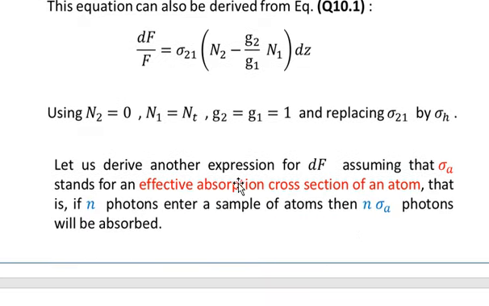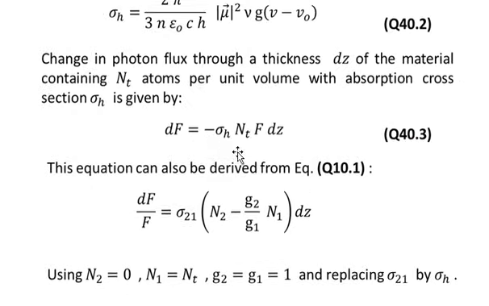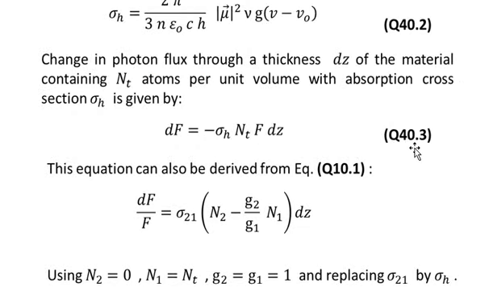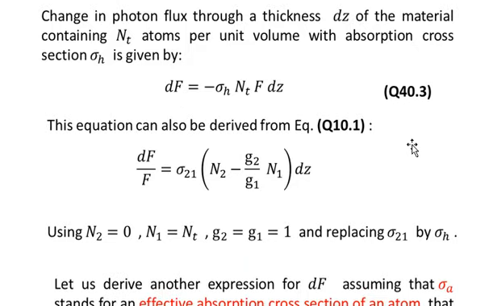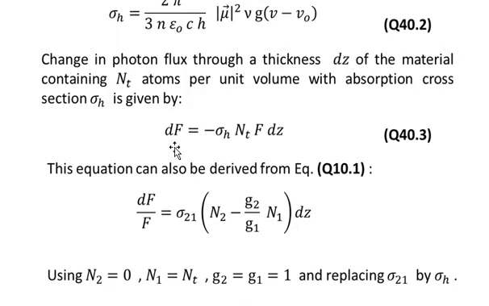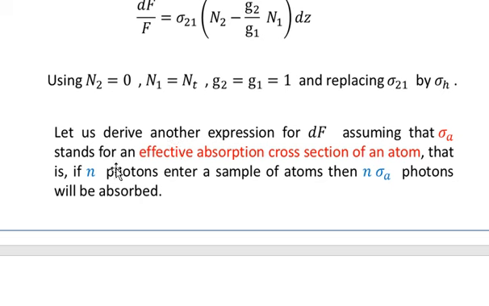Let's derive another expression for dF. We have one expression for dF in equation 40.3. Let's derive another expression using another approach, assuming that sigma a stands for an effective absorption cross section of an atom. That is, if n photons enter a sample of atoms, then n times sigma a photons will be absorbed.